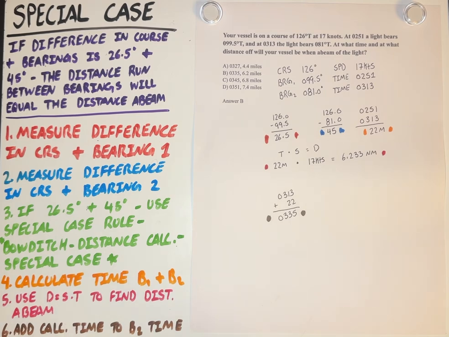So after you identify this as a special case, it's just a simple distance equals speed times time problem. It's all about recognizing this as special case and knowing where to find it in Bowditch, because it's a resource you'll get in the exam.